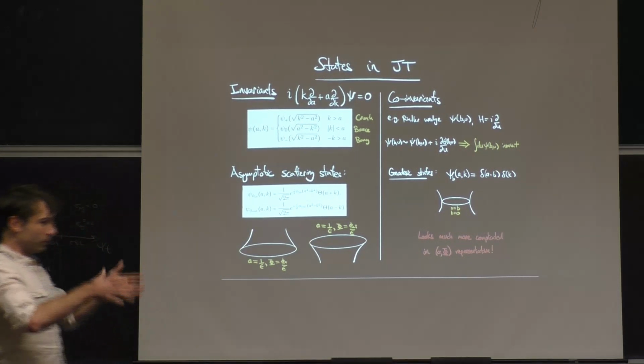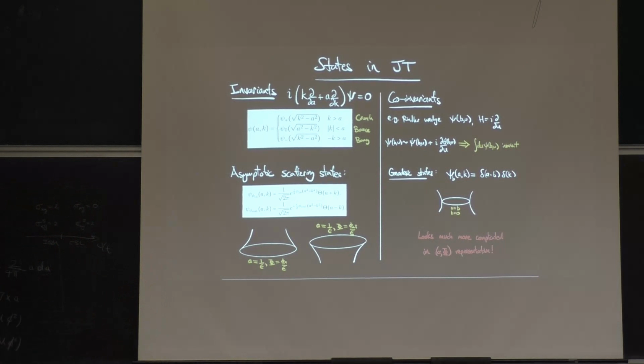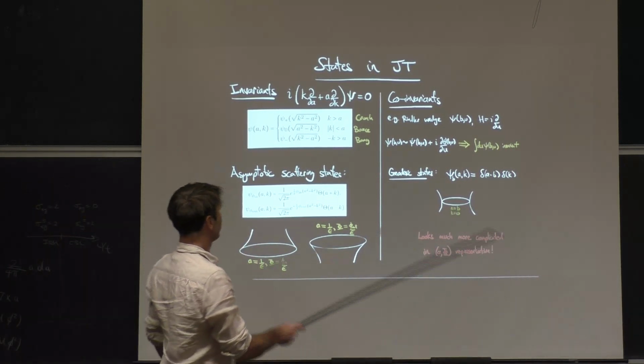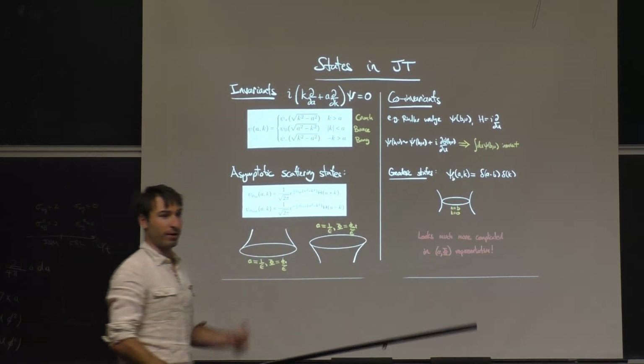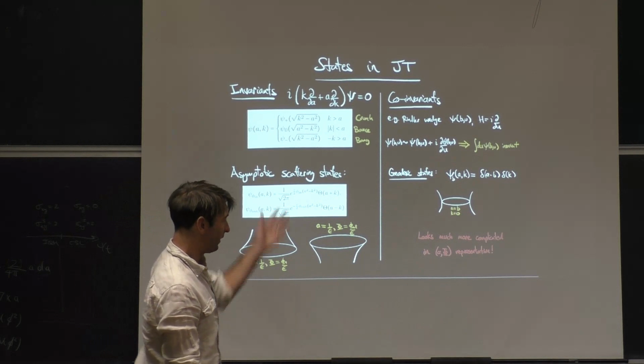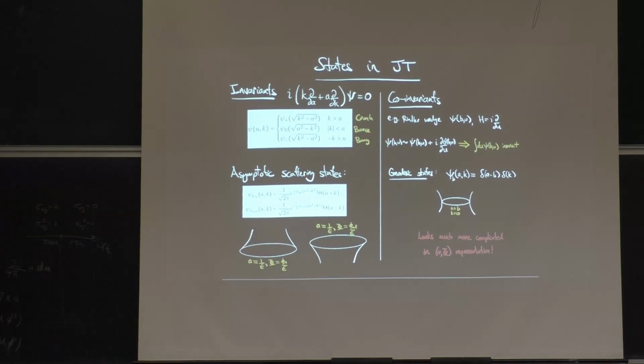If this gauge transformation falls off, there's a single parameter. Just like over here, there's a single parameter that defines the states. Here, there's also a single parameter. It's this invariant. And in fact, it's not a coincidence.